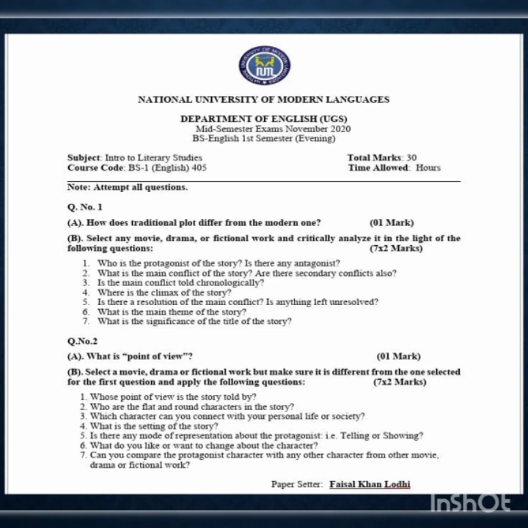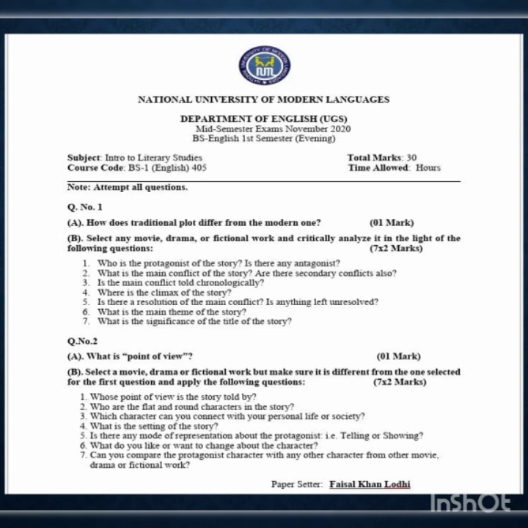Is there a resolution of the main conflict? Is anything left unresolved? What is the main theme of this story? What is the significance of the title of this story? You have to discuss all these points regarding this question. Question number two is part A, what is the point of view?